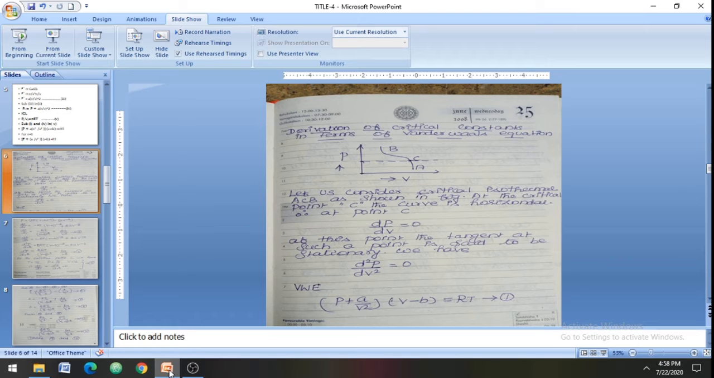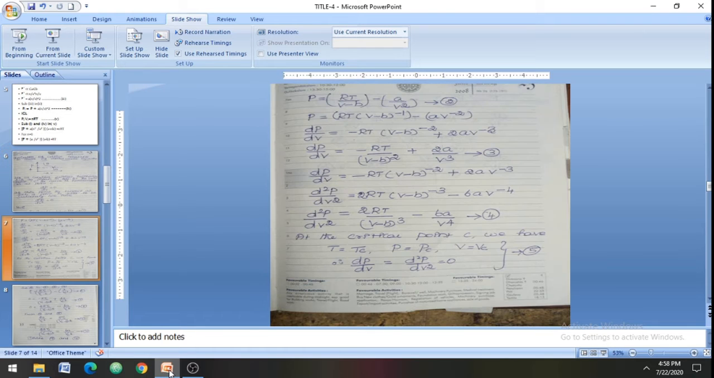So this is the van der Waals expression, (P + a/V²)(V − b) = RT. What is the n value here? n is equal to 1. After substituting n = 1, we got the expression (P + a/V²)(V − b) = RT. This is the first expression. From this expression, find the P value: P = RT/(V − b) − a/V². This is the second expression.